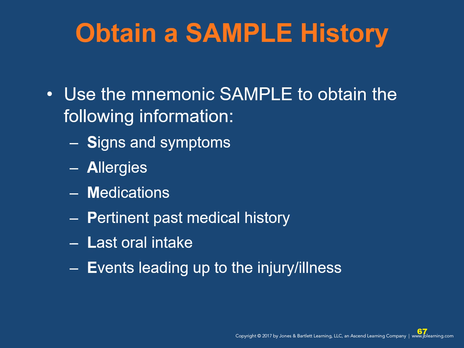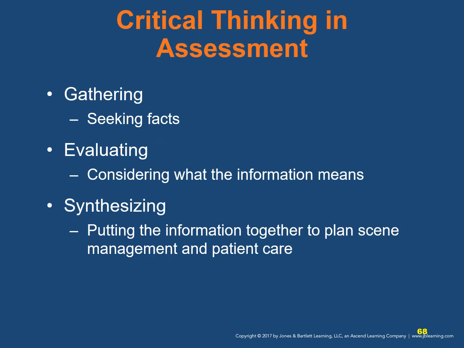S is signs and symptoms. What signs and symptoms occurred at the onset of the incident? A is allergies. Is the patient allergic to any medication, food, or other substance? M is medications. What medications is the patient prescribed? P is pertinent past medical history. Does the patient have any history of medical, surgical, or trauma occurrences? L is last oral intake. When did the patient last eat or drink? And E is events leading up to the injury or illness. What key events led up to this incident?